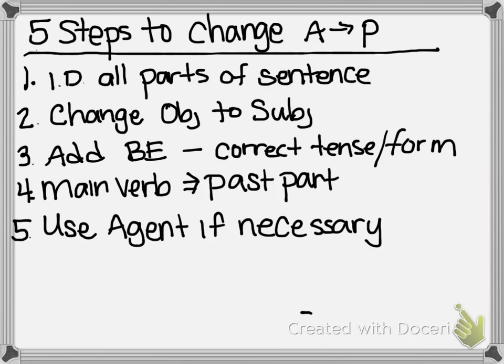So the 5 steps to change active to passive. Number 1, you have to identify all the parts of the sentence. And if you notice right away that there's no object, then you definitely know it cannot be changed to passive. Number 2, you change the object to the subject position. You add a be verb, and then you make sure that it uses the correct verb tense from the active sentence as well as the correct form. And then finally, you change the main verb into past participle and then use an agent only when necessary. And we'll go over those agent rules.